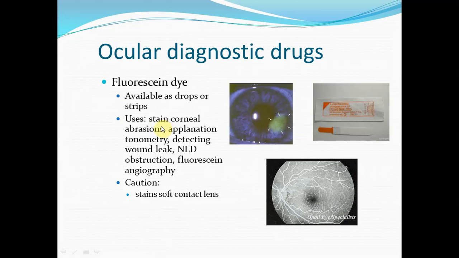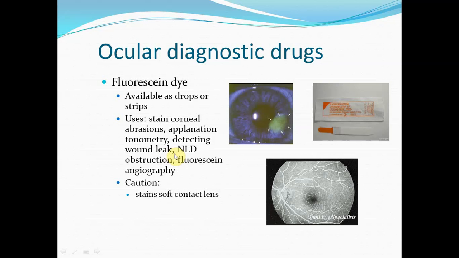So what are the uses? It is used to stain corneal aberrations, as you can see in this picture here. This is the fluorescein strip which is used. It is used for applanation tonometry. Just after instilling topical anesthetic, we have to stain the cornea with fluorescein strip and then perform the tonometry. It's also used for detecting wound leak after cataract surgery, which is called the Seidel's test.